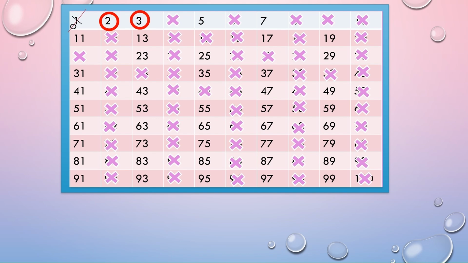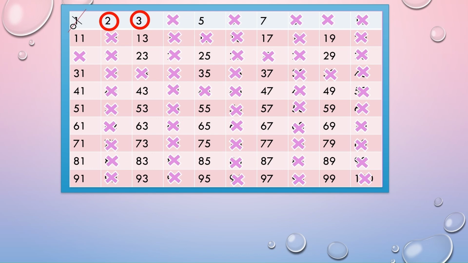47. 4 plus 7 is 11. It's not in the tables of 3. Leave it. Next number that is there is 49. 4 plus 9 is 13. It's not in the tables of 3. So leave it. Go to the next row.